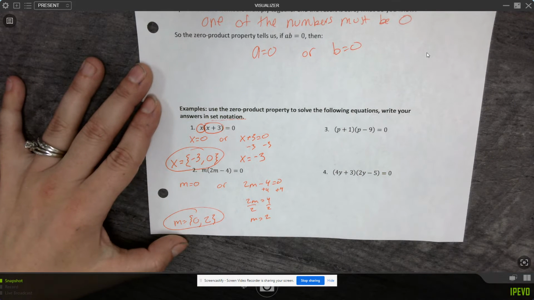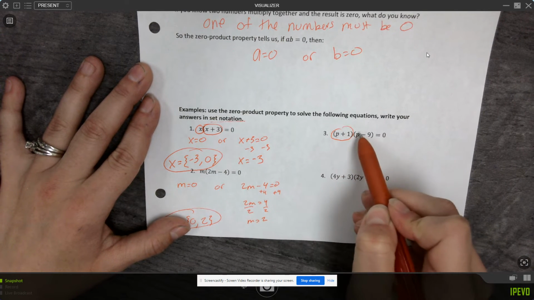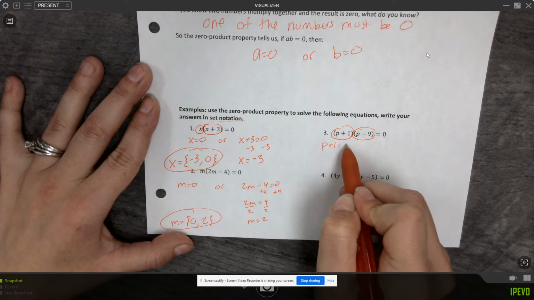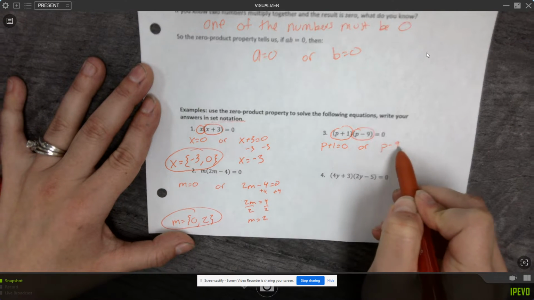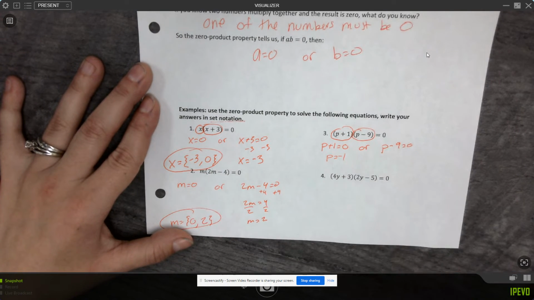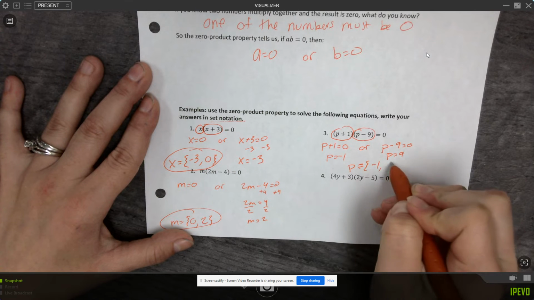Number 3. What are the two things being multiplied in number 3? I have this, p plus 1, times this, p minus 9. So either p plus 1 equals 0 or p minus 9 equals 0. So in this equation, that would mean p equals -1. Right? Are we with me with that? And this one, that would mean p equals 9. Right? P minus 9 equals 0, so p must be 9. So my answers are -1 or 9.